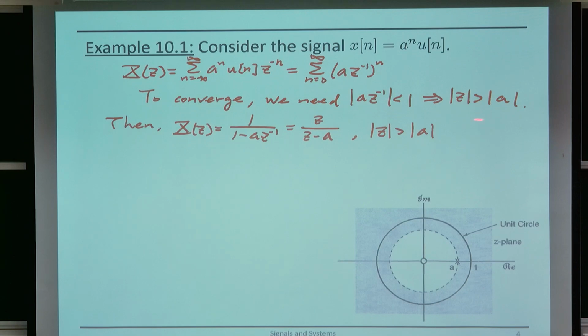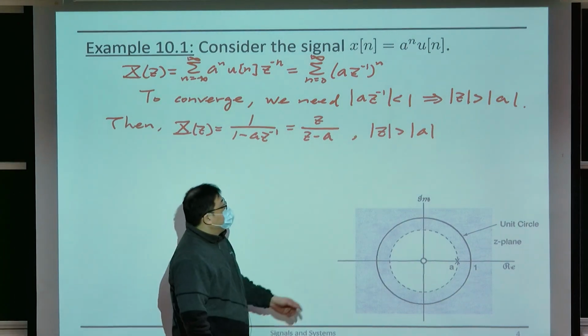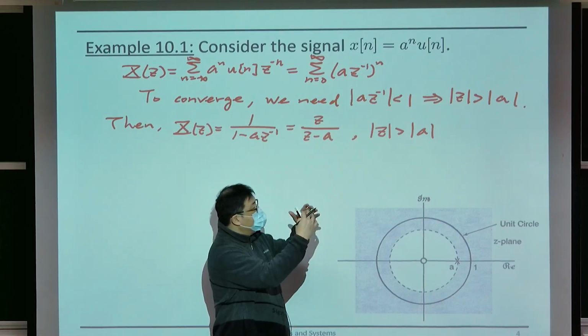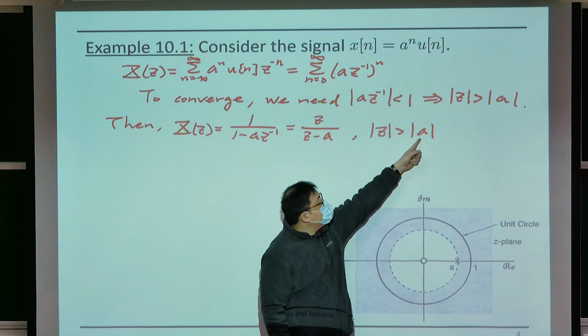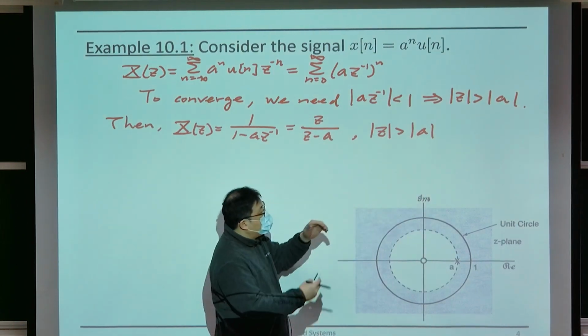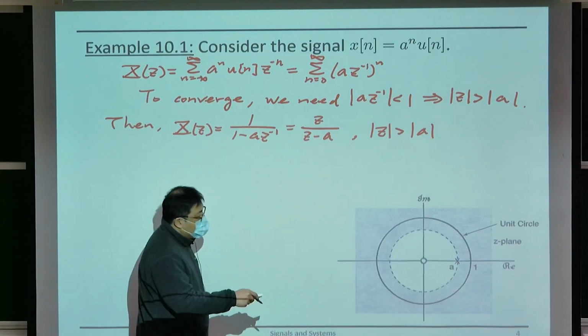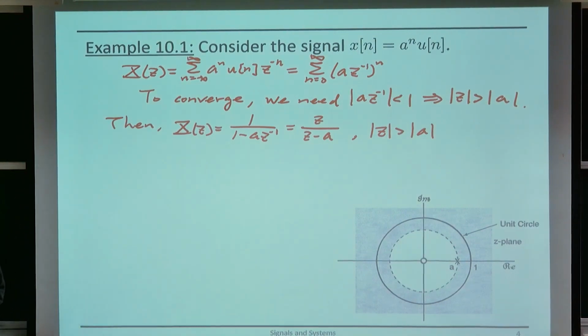So this here corresponds to values of z that have a magnitude greater than a. This corresponds to all points beyond the circle with radius a. So this region of convergence is the exterior of the circle with radius a.